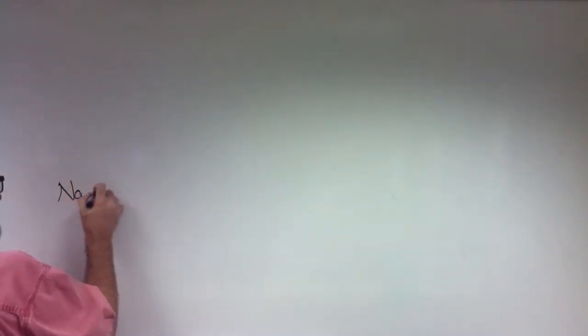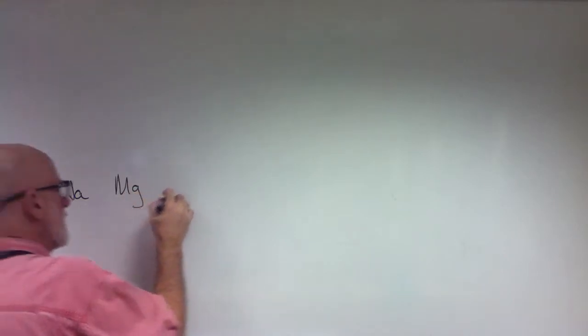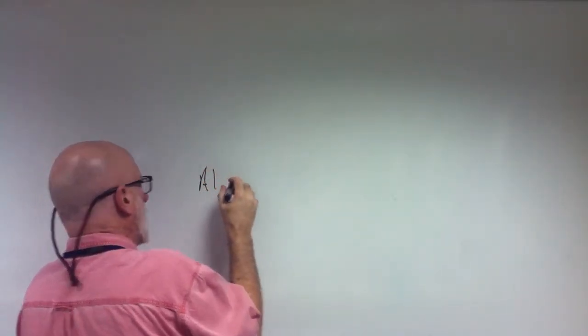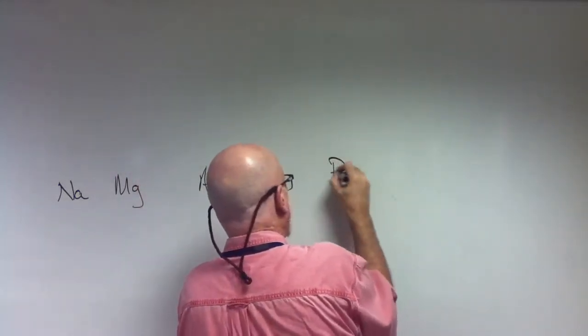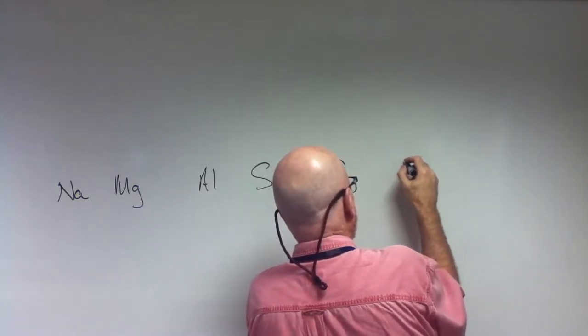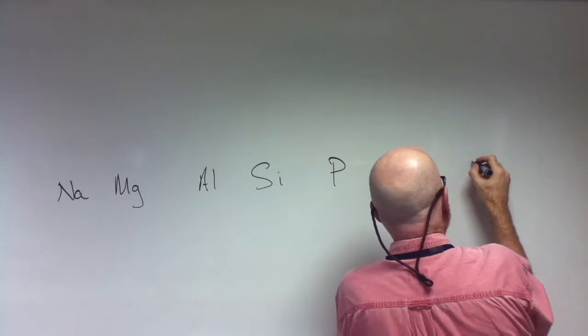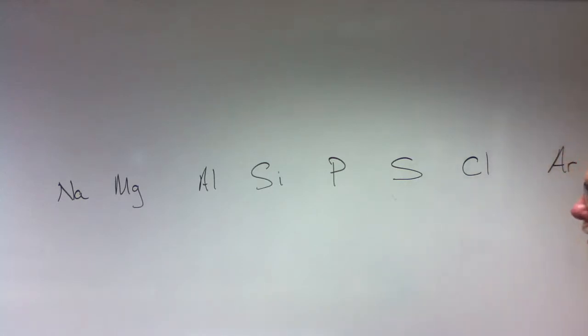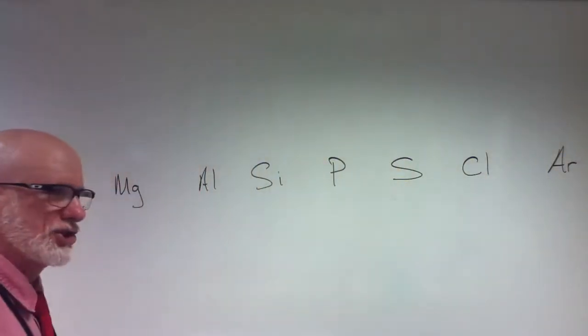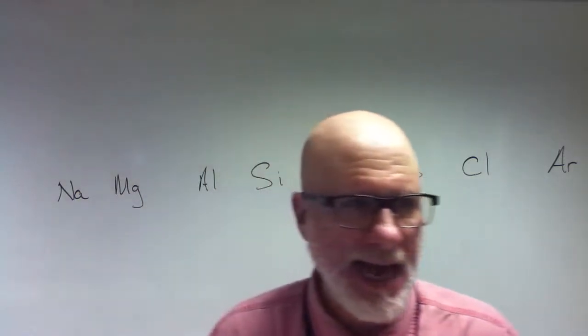Period 3 is a horizontal row, starting with what element? What's the first element in period 3, going from left to right? Sodium, okay? So we're going to say sodium, then magnesium, then aluminum, then silicon, then phosphorus, sulfur, chlorine, argon.